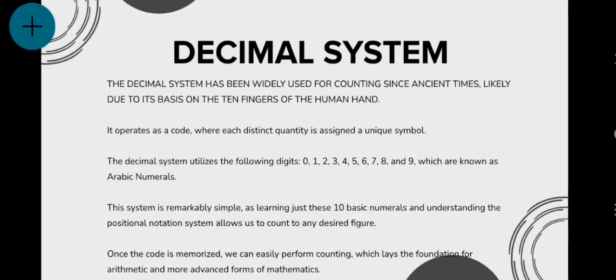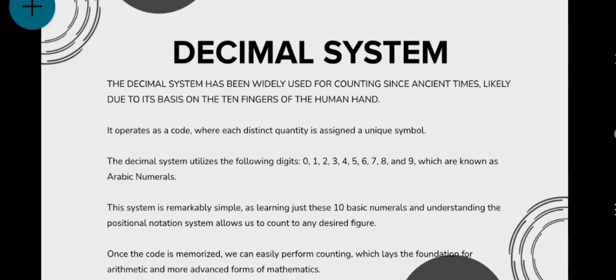Next is the decimal system. The decimal system has been widely used for counting since ancient times, likely due to its basis of the fingers of human hand. It operates as a code where each distinct quantity is assigned unique symbols. The decimal system utilizes the following digits of 0, 1, 2, 3, 4, 5, 6, 7, 8, and 9, which are known as Arabic numerals.